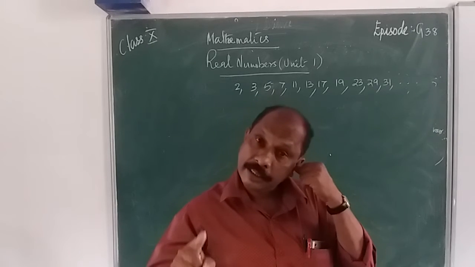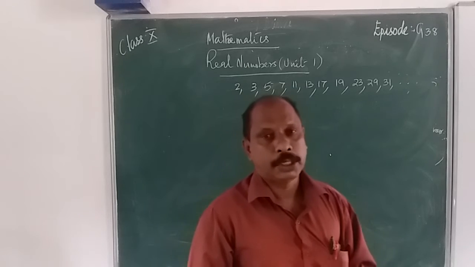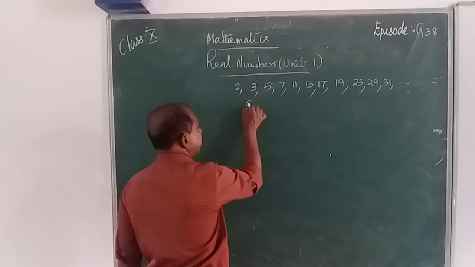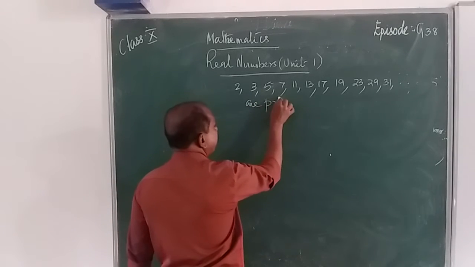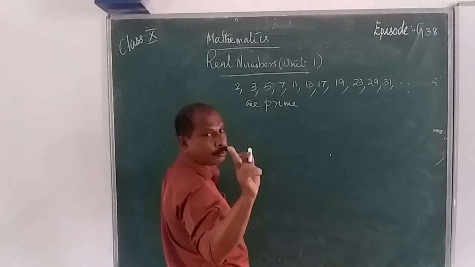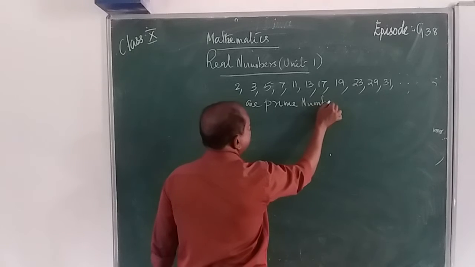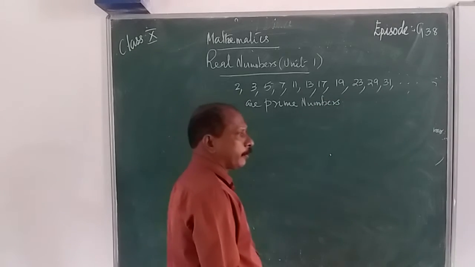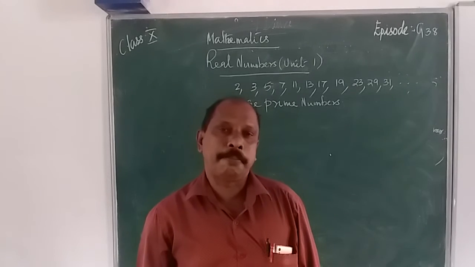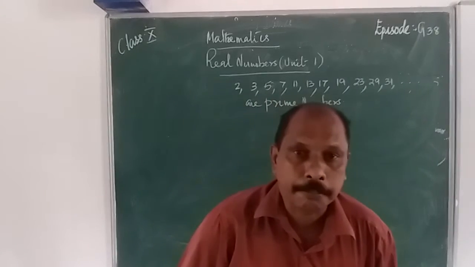1 and that number are the factors of the given numbers. Therefore, this type of numbers are known as prime numbers. That means a number whose only factors are 1 and that number itself is a prime number.